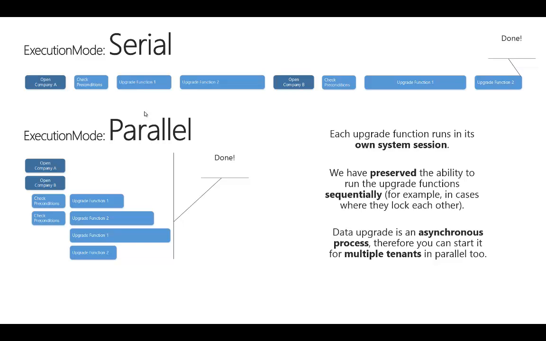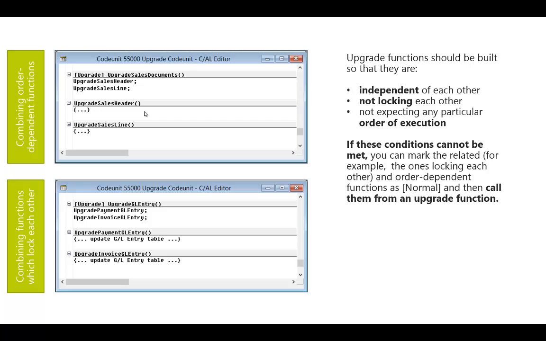We also execute the data upgrade in asynchronous fashion, so you can run it for multiple tenants in parallel too. It's important to mention that when you use the capability to run all of these functions in parallel, each using its own system session, you have to design these functions so that they are independent of each other and they are not locking each other, and they are not expecting any particular order of execution because they are run in parallel. So you can definitely play with the functions within the upgrade code unit and use different patterns to define which functions are executed in parallel and which are executed sequentially and in specific order.